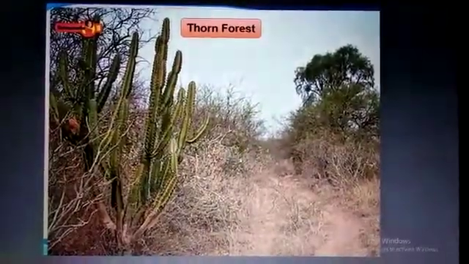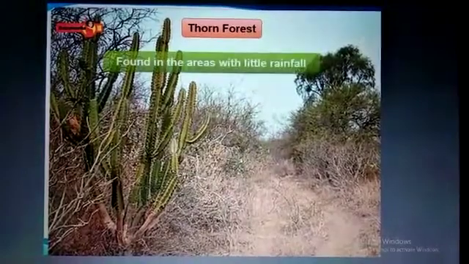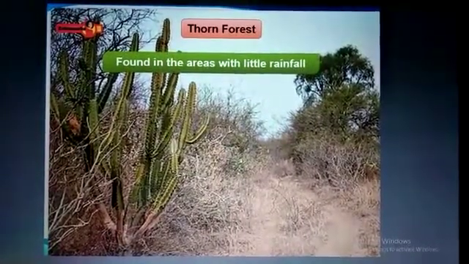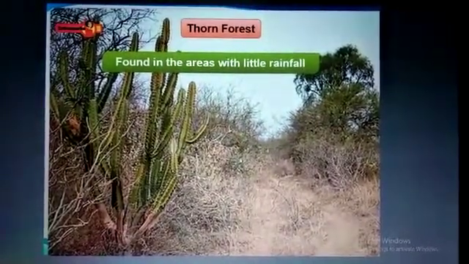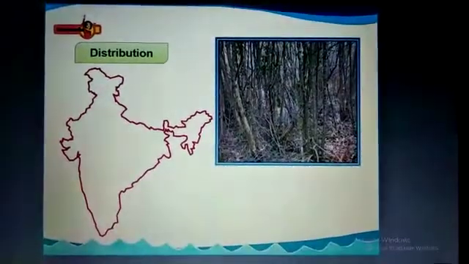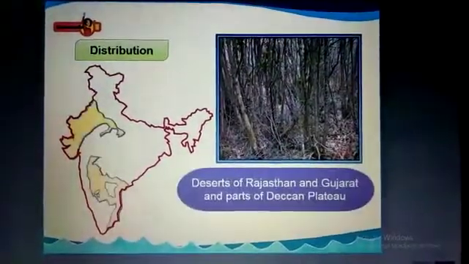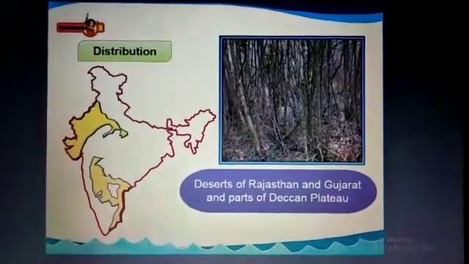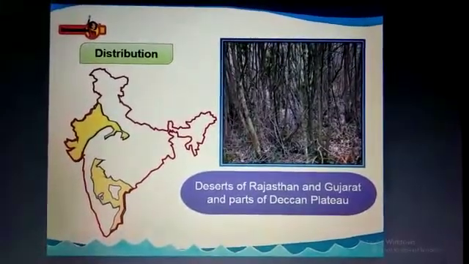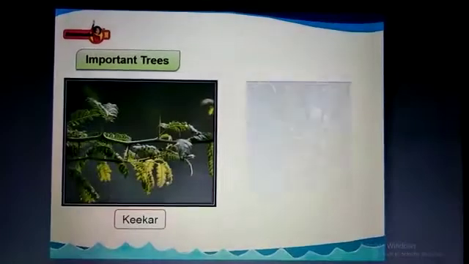Thorn forest. They are found mainly in the areas with little rainfall, and these areas are the deserts of Rajasthan and Gujarat, and some parts of the Deccan Plateau. The trees of the thorn forests are short in height and thorny in nature. They can keep water inside for long. These trees are kikar and babool.